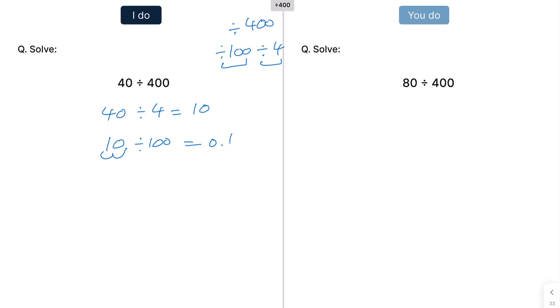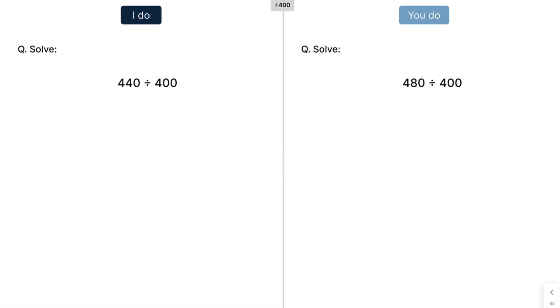It works too. But usually it's easier to go with the 100 first, because for example, in this case, if you go with the 100, you don't really need to think much. All you need to do is hop the decimal twice. So I've hopped it twice, that gives me 0.8, and then I'm just dividing it by 4. 4 times 2 is 8, so I know that's going to be 0.2.